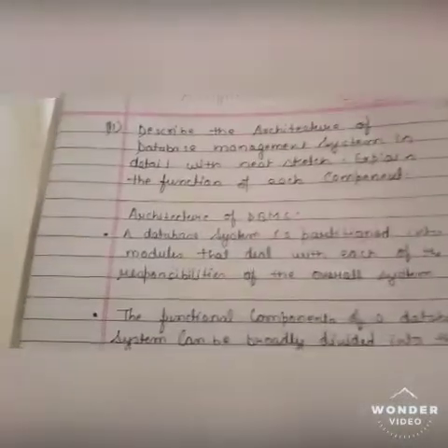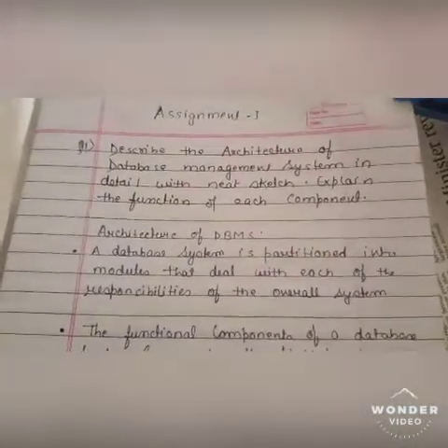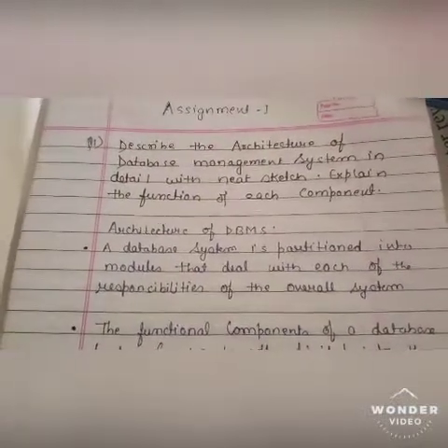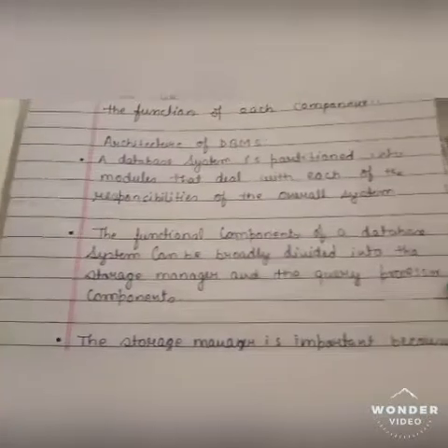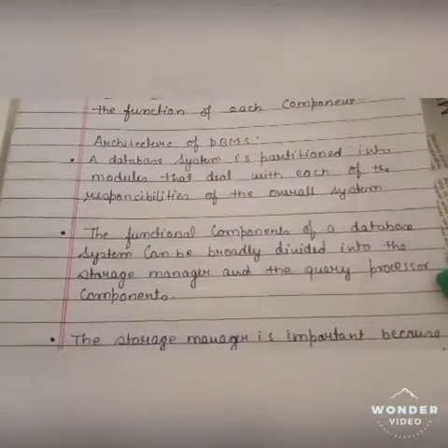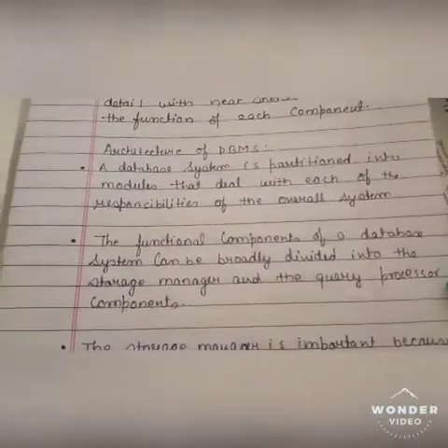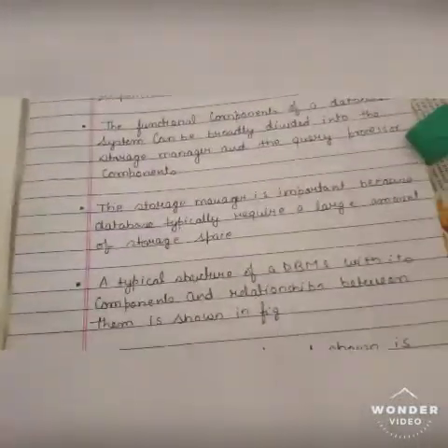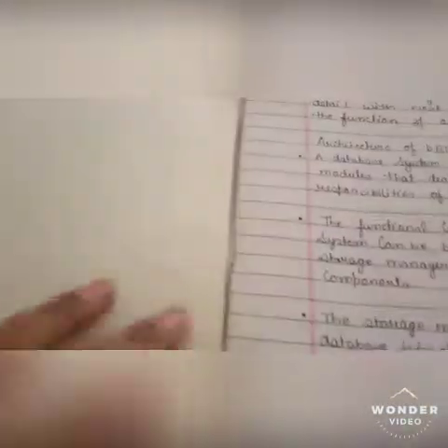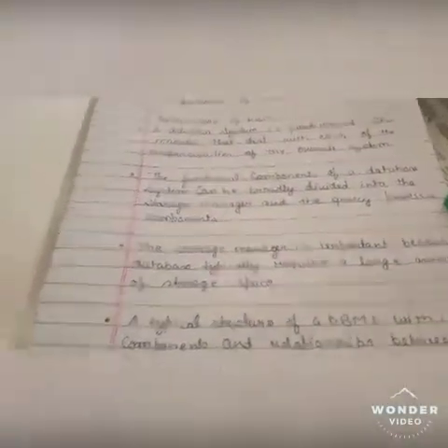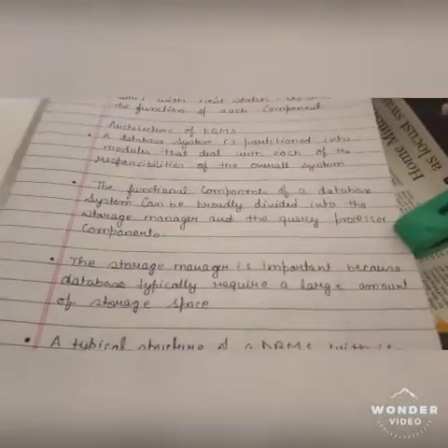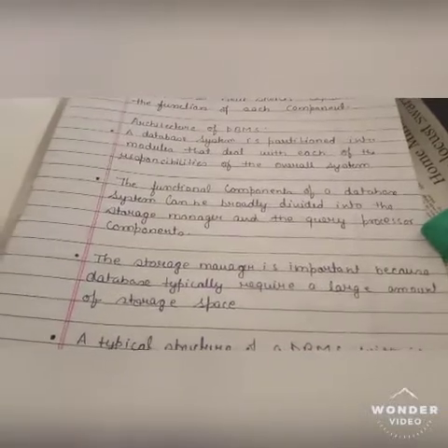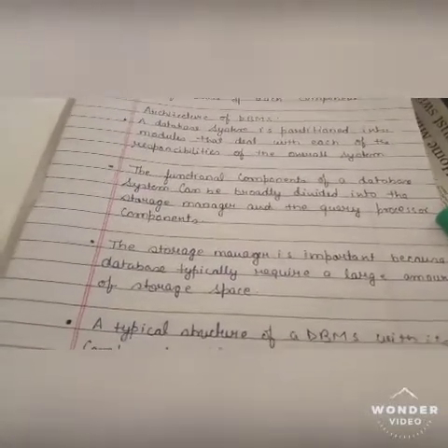Architecture of DBMS. Database system is partitioned into modules that deal with each of the responsibilities of the overall system. The functional component of a database system is broadly divided into storage manager and the query processor components. The storage manager is important because a database typically requires a large amount of storage space.